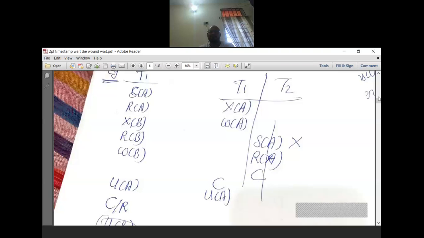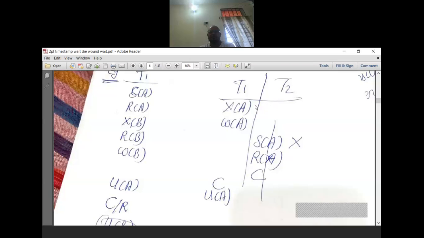But in strict 2PL, what is happening? If any transaction has an exclusive lock on any data item, it will not be unlocked before. That means it will be unlocked just before committing or after committing. In the middle it cannot unlock. At the time of commit, it can unlock only the exclusive lock for the particular data item. A shared lock it can unlock in the middle. So this is strict 2PL.